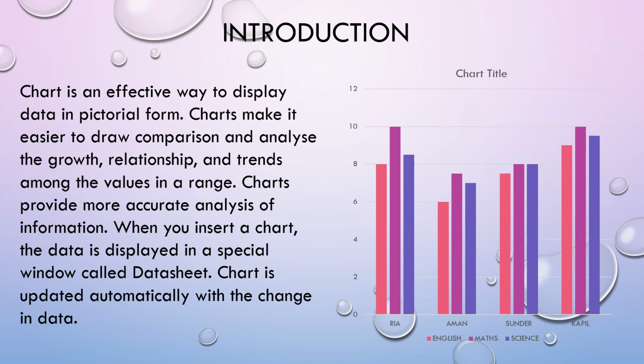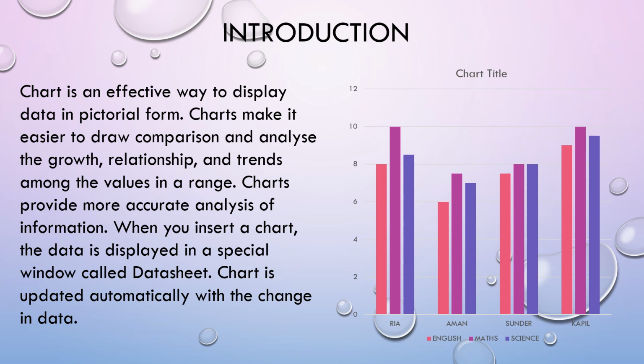Then we can analyze it, we can see and predict what is being shown. It also creates relationships. And how is this done? This is done with the help of the values which are here, the values which have been represented here. With the help of that, we can make out as to who has achieved the highest. Now, charts provide us more accurate analysis of information. Whenever we are showing any kind of information, the accurate analysis can be done with the help of the charts.